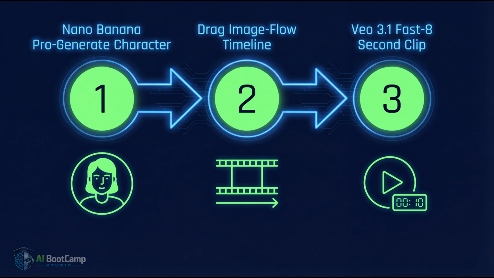Step 2. Drag that image directly into Flow's timeline. Step 3. Select Veo 3.1 Fast, set your clip to 8 seconds, and write your motion prompt. The workflow goes like this. Here's the framework I use for every avatar clip I generate in Flow.